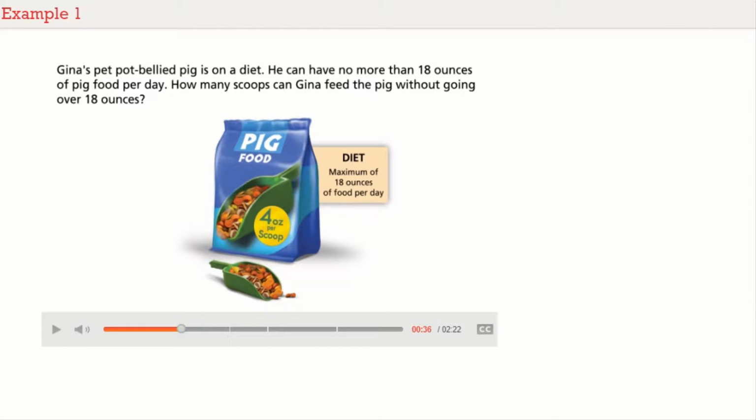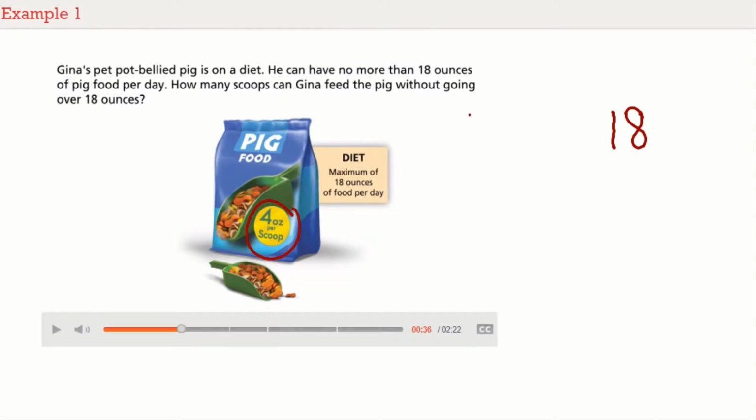First, we have to build our inequality, and just like building equations, we have to set it equal to our total. In this case, our total will be 18 because that's the maximum amount of ounces of food per day. Now we have to figure out what goes on the other side of the inequality. And if we look here, this is some given information. It said 4 ounces per day.